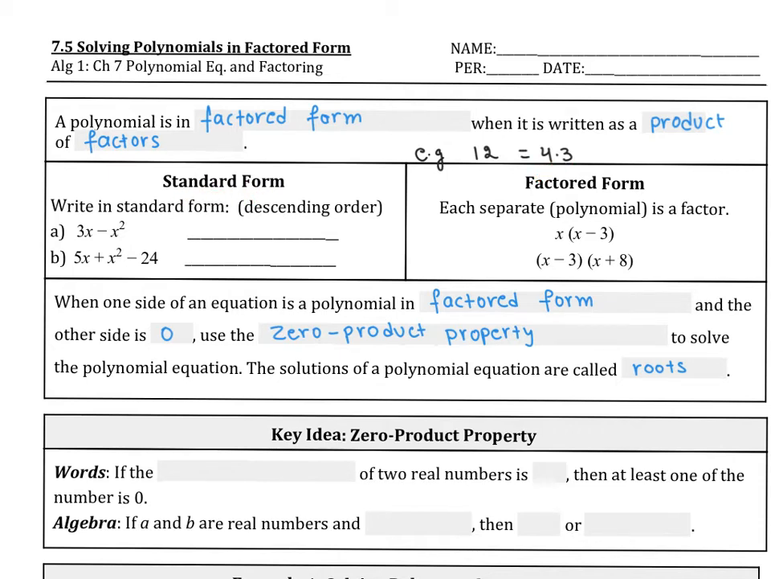For standard form, write in descending order. So you're going to write this polynomial in descending order. It means the highest exponent should be in the front, and then the next power after it. So what you're going to write here is negative x squared plus 3x. And for the second one, you're going to write x squared plus 5x minus 24. So that's your standard form.